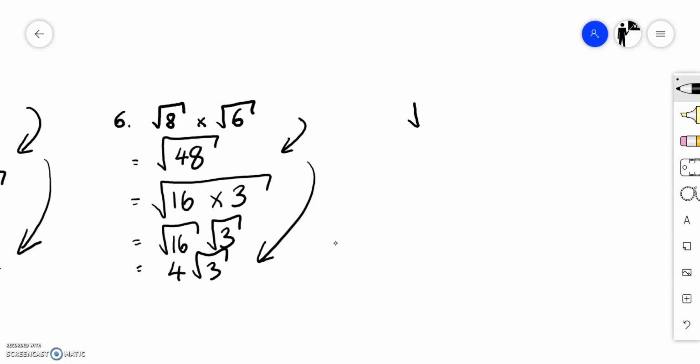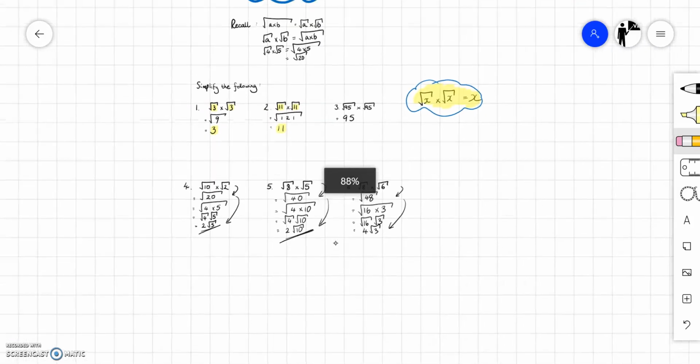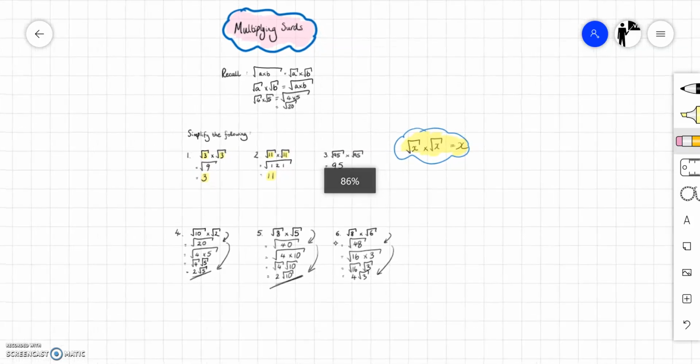Just a recap, remember, if we have a surd multiplied by itself, we're going to get the value just out. If these values are different, we multiply them together, and if we can, we simplify them, using the techniques that we've used already. That's examples 1 to 6. Got a few more to have a look at when we're multiplying surds.